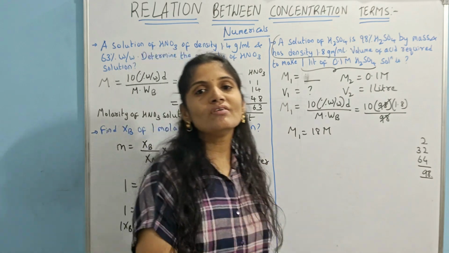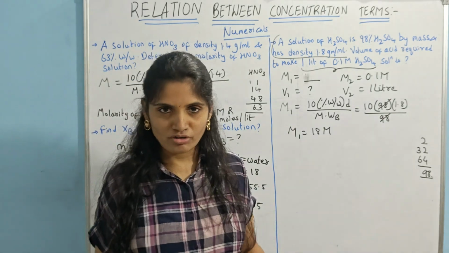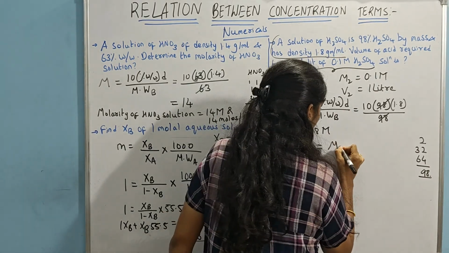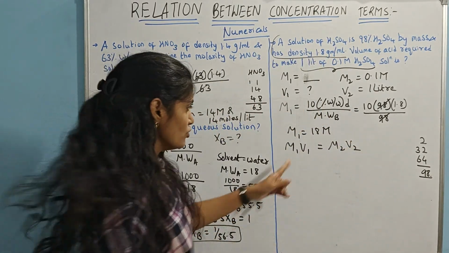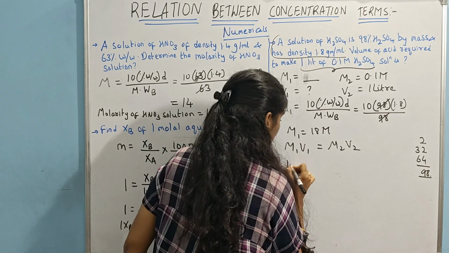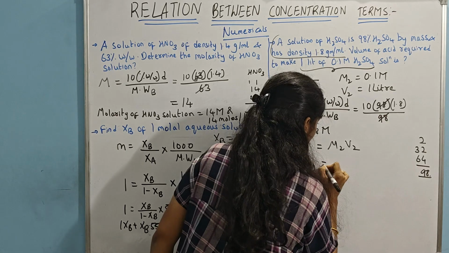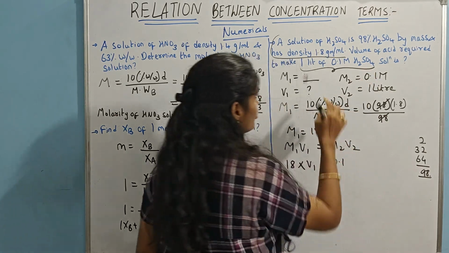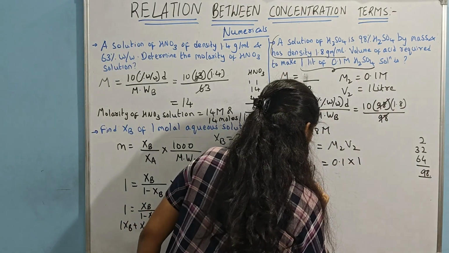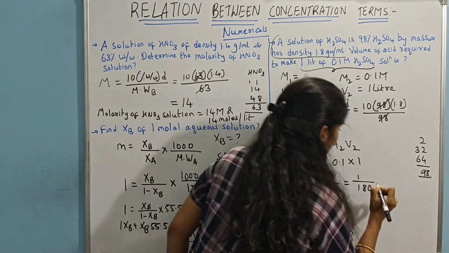I taught you in the previous sessions how we calculate molarity on dilution. So what was the formula which we can use here? M1V1, which is before dilution, is equal to M2V2 after dilution. I have M1 here, 18 molar. V1 we need to calculate because we don't know the volume of H2SO4 initially taken. Final molarity is equal to 0.1 and final volume is equal to 1. From this we can get the V1 value. So V1 is equal to 0.1 divided by 18, that is equal to 1 by 180.